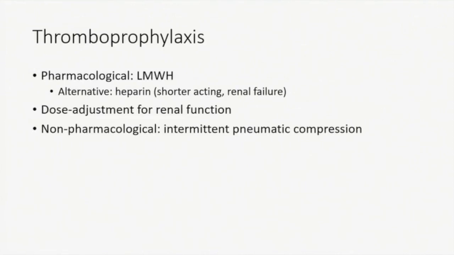Thromboprophylaxis can sometimes be forgotten when there are many patients in the ICU, but it's also something important to take note of. We usually prefer pharmacological thromboprophylaxis with Clexane, and an alternative is heparin, especially for patients you may be worried about bleeding issues, because heparin is shorter acting and can be reversed much more efficiently than Clexane. But otherwise, Clexane is usually what we give in ICU.